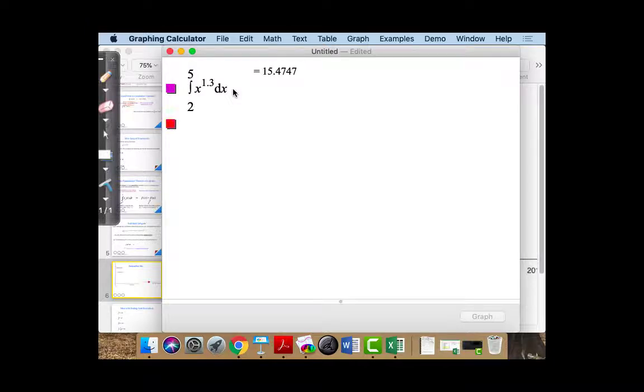So what we had before, when we were doing it more manually, is a very numerical, plug-in-numbers and function-evaluation sort of thing. GC is great at that, so is any calculator or spreadsheet or anything else. But if I look at 1 over 2.3 times 5 to the 2.3 power minus 1 over 2.3 times 2 to the 2.3 power, you can see it's the exact same result. So you can verify that you're doing the by-hand antiderivatives appropriately.